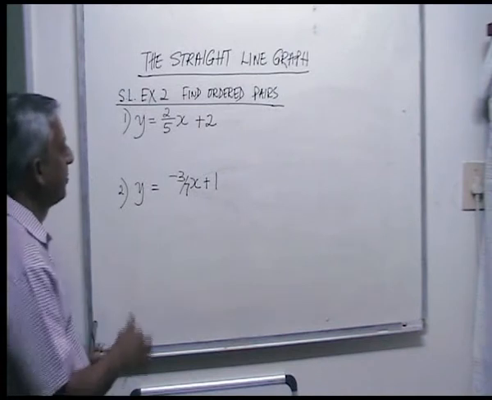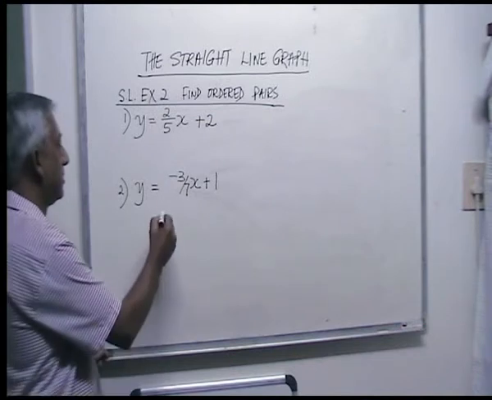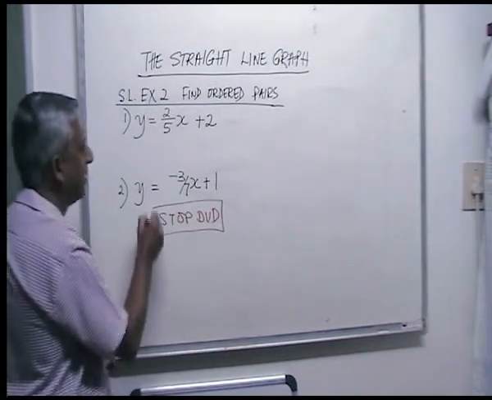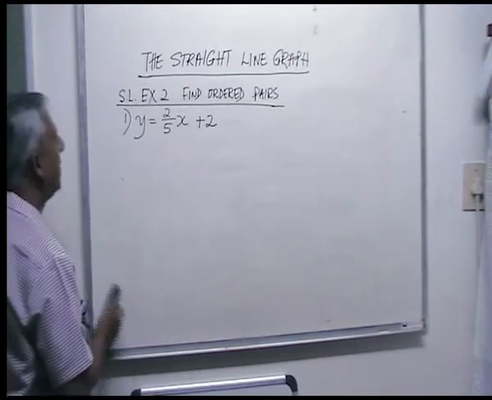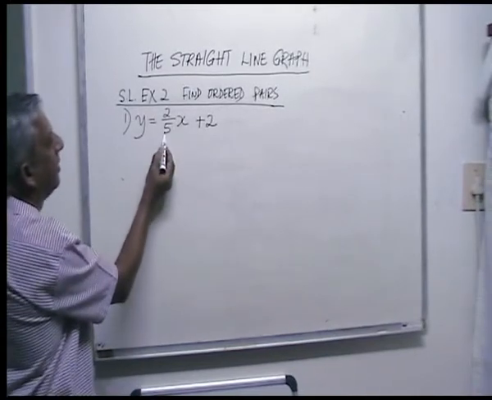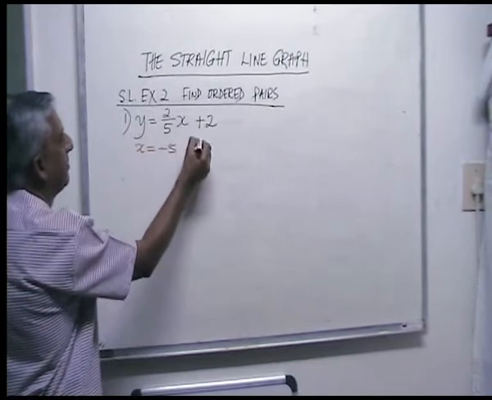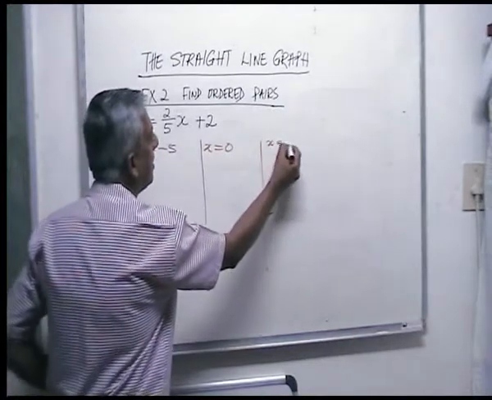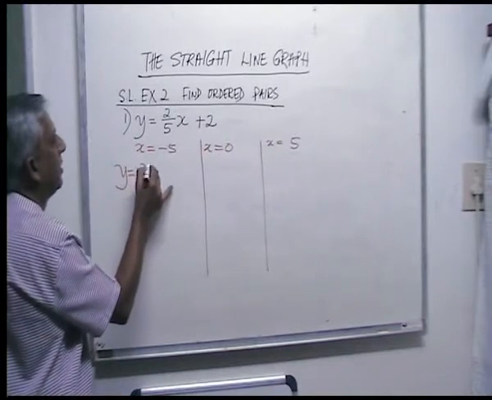Alright, now I didn't tell you stop the DVD, so if you are still looking at this, stop the DVD, work it out and come back, and then I will mark them for you. Alright, let's find the answer for this one. So, you are a wise cat now. You're seeing 5 here. Therefore, you're saying, well, let x be minus 5. Let x be 0. And let x be 5.